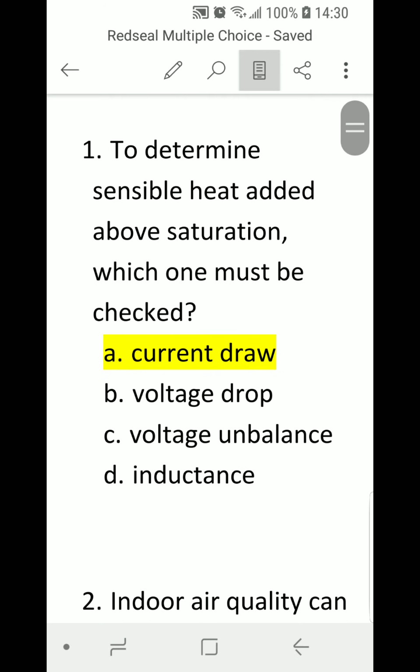Number one, to determine sensible heat added above saturation, which one must be checked? A. Current draw. B. Voltage drop. C. Voltage unbalance. D. Inductance. Correct answer is A. Current draw.